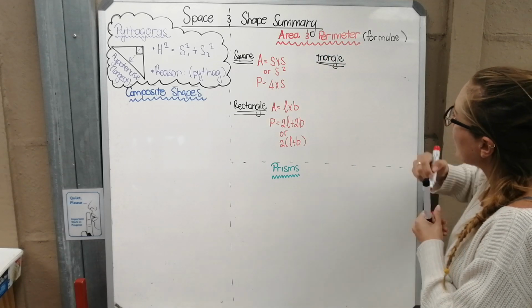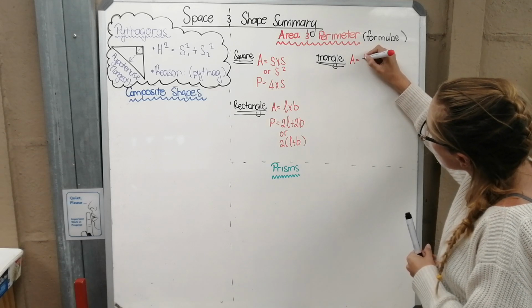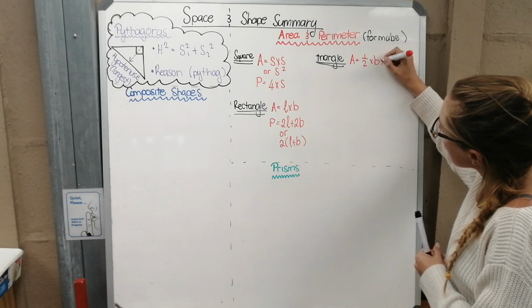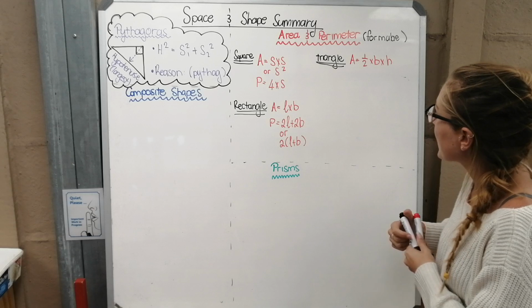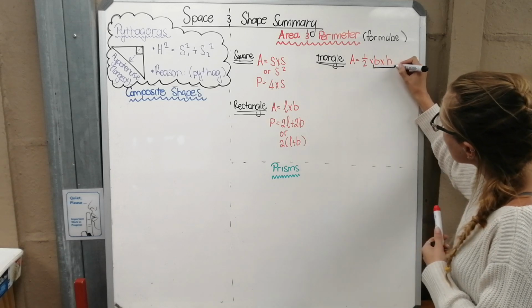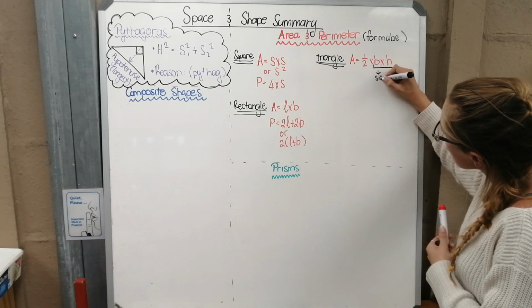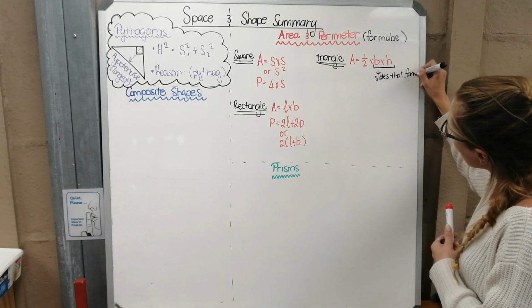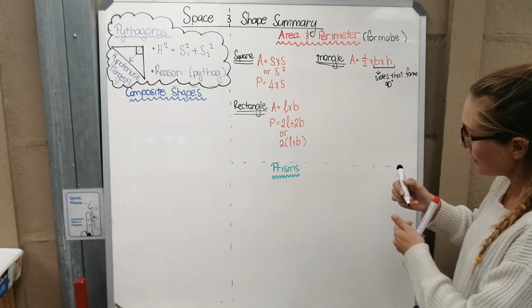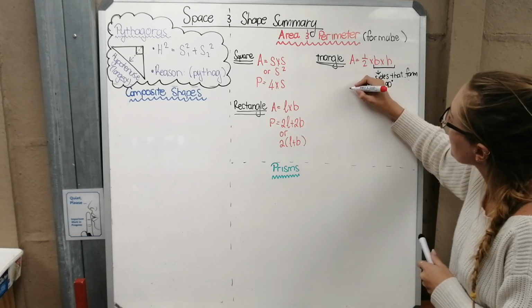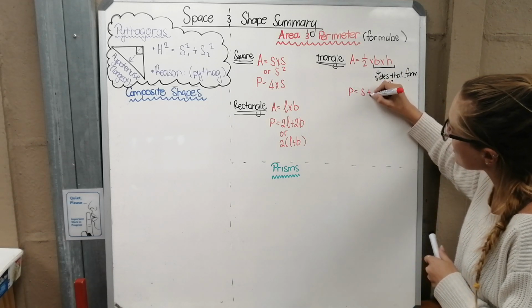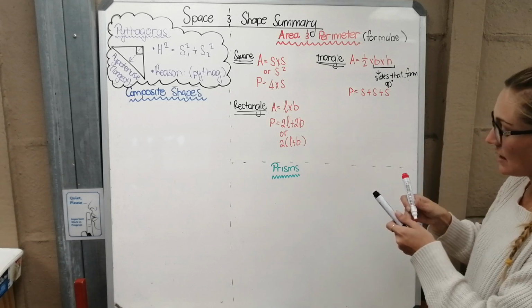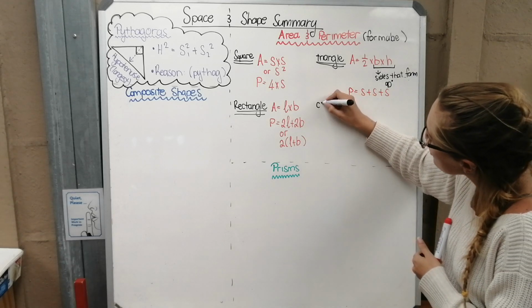Okay, so area for a triangle is half times base times height. And now quickly a little important note about the base and the height. These are the sides that form a 90-degree angle. Okay, and then the perimeter of our triangle is just the sum of the three sides. And then lastly, our circle.